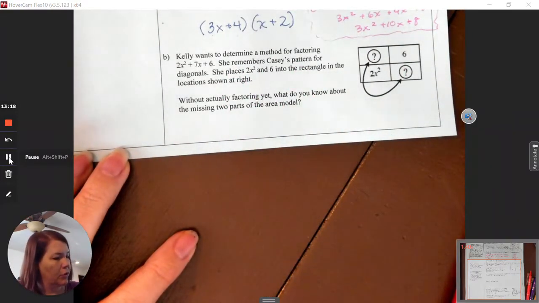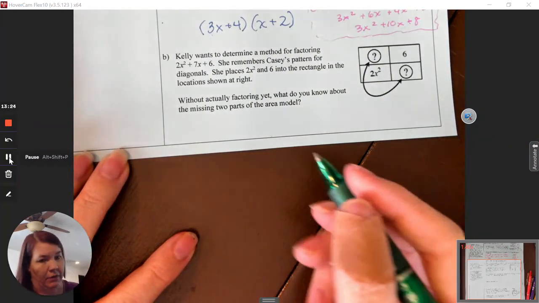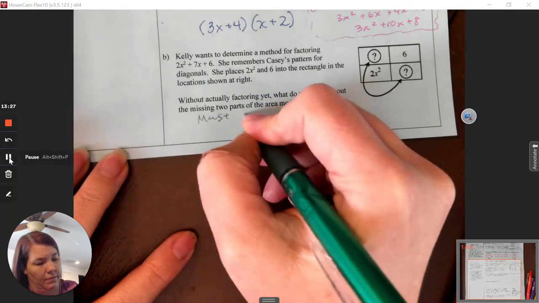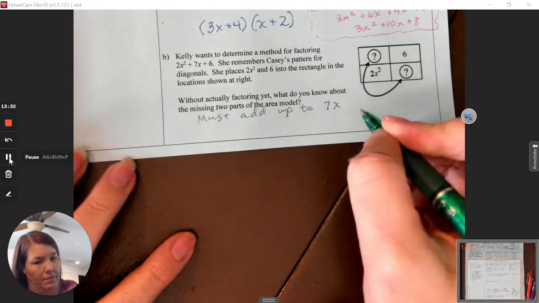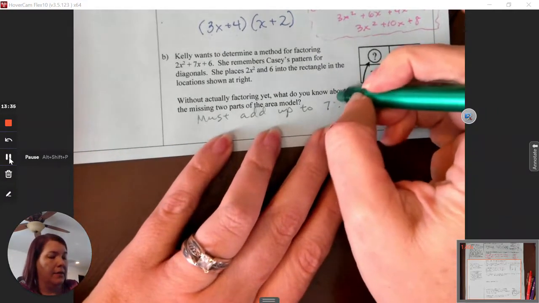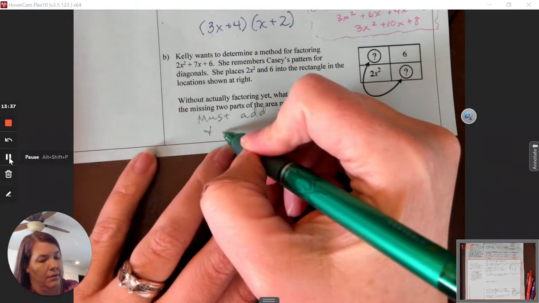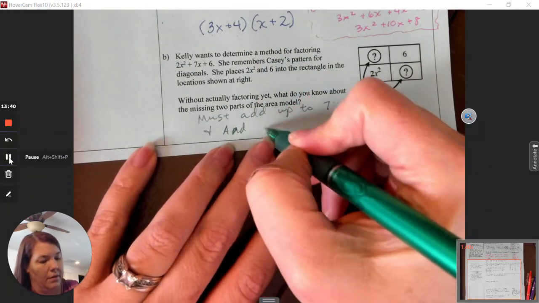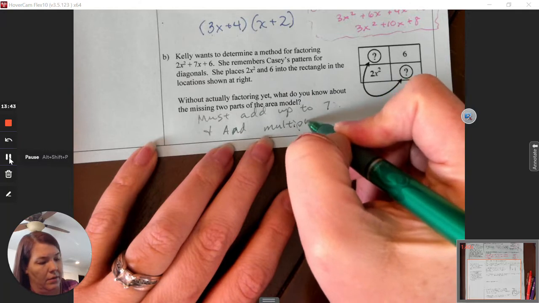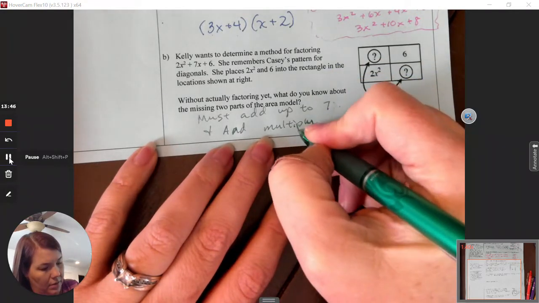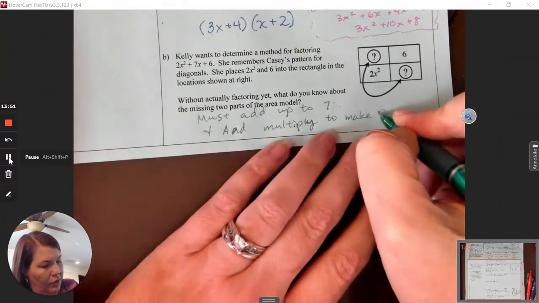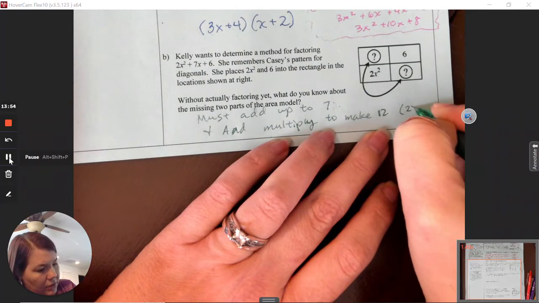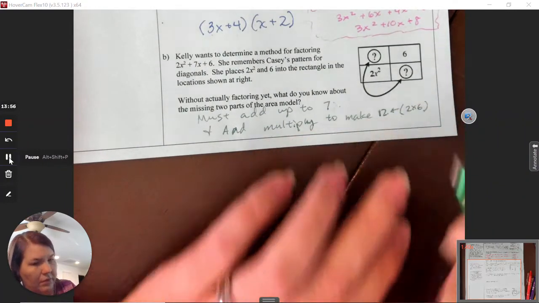So the two missing numbers have to add up to 7 and multiply to make 12. And 12 I found because that's 2 times 6. Okay, that's what I know.